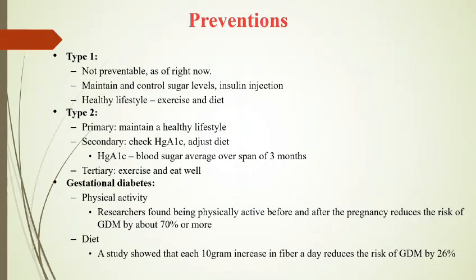Gestational diabetes. In the case of gestational diabetes, we can prevent it by physical activity. Researchers found that being physically active before and after pregnancy reduces the risk of gestational diabetes mellitus by about 70% or more. We can also have a proper diet. A study showed that each 10-gram increase in fiber a day reduces the risk of gestational diabetes mellitus.